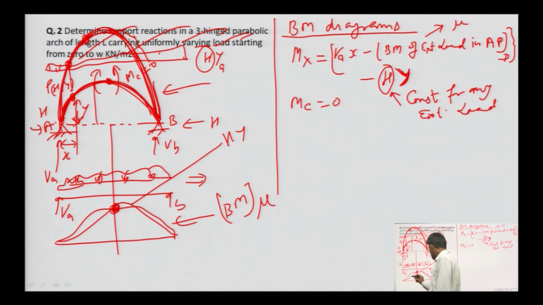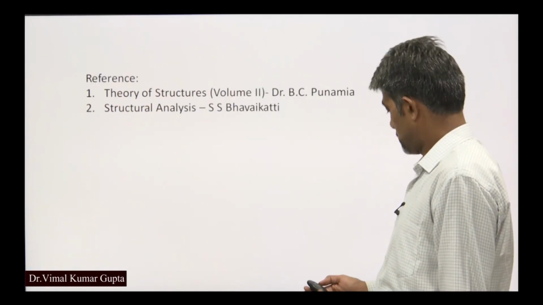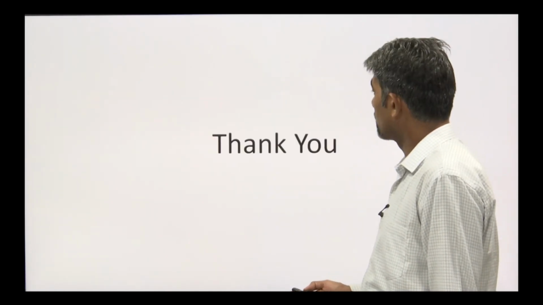So, subtracting it from the bending moment diagram, we will get this type of bending moment. The hatched area of the remaining bending moment diagram will be the required BMD for the arch. In the next lecture, we will plot the bending moment diagram for arches. You can take the references. Thank you.